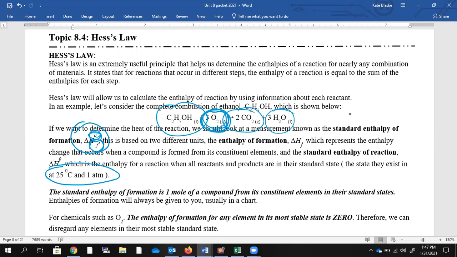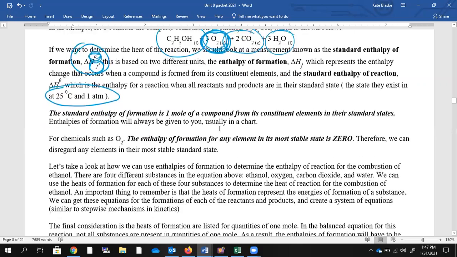Oxygen as a gas is how it exists in standard form, right? If I'm sitting in a room at 25 degrees Celsius and 1 atmosphere of pressure, oxygen is already a gas. It's not formed from its constituents. It is a constituent. So its enthalpy of formation is 0. So we don't need to worry about that one so much when we see an individual element at its standard state.